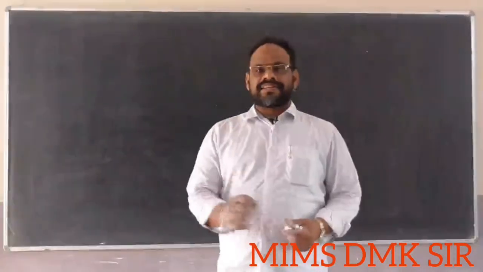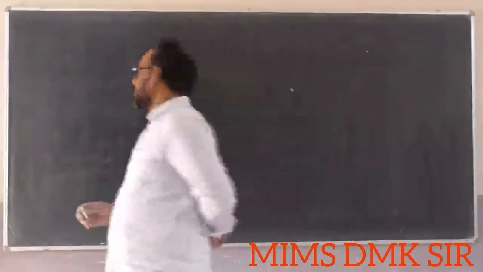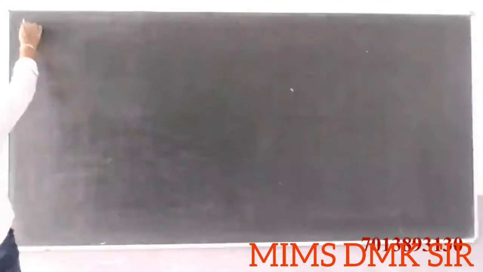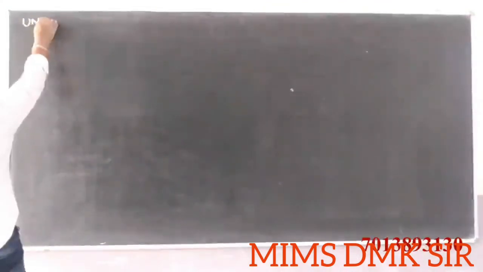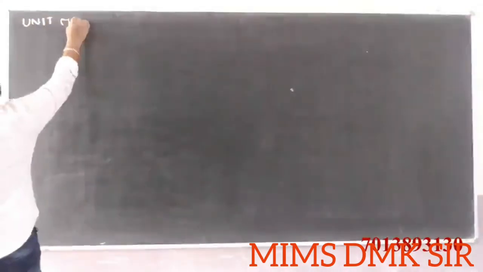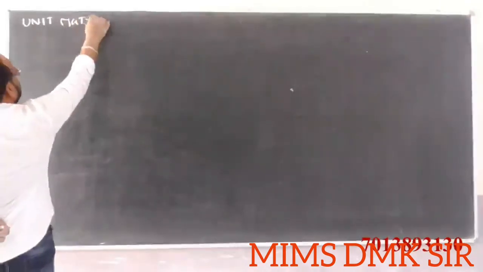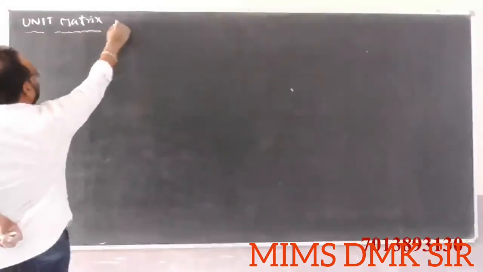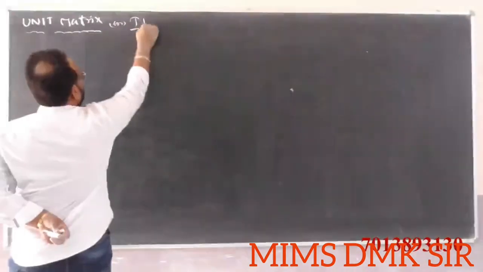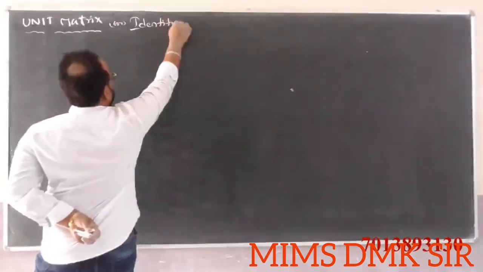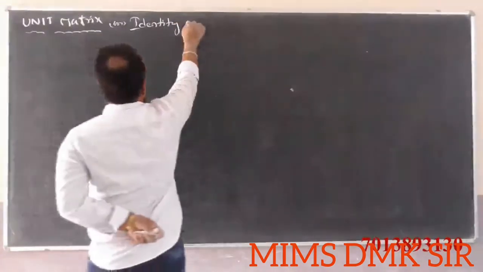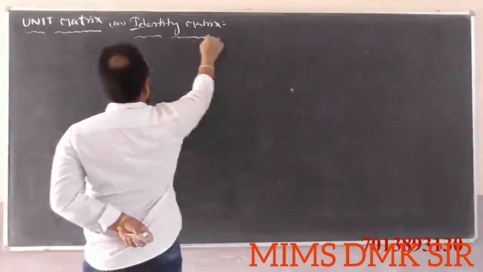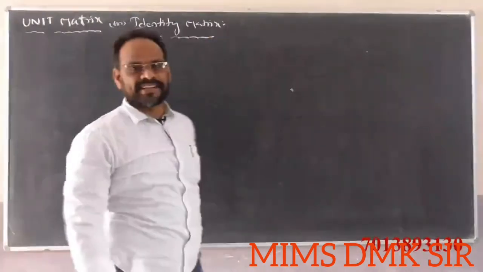Next type of matrix is the unit matrix, or identity matrix. Unit matrix or identity matrix.